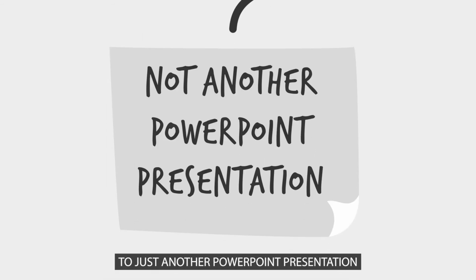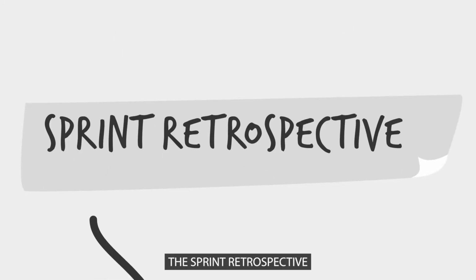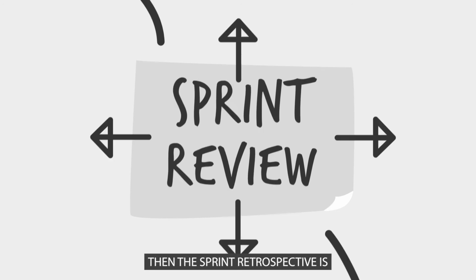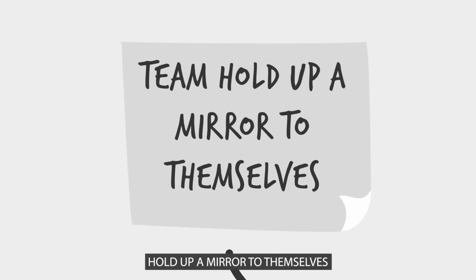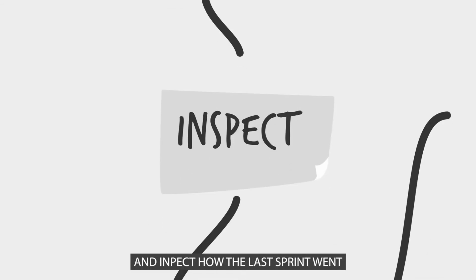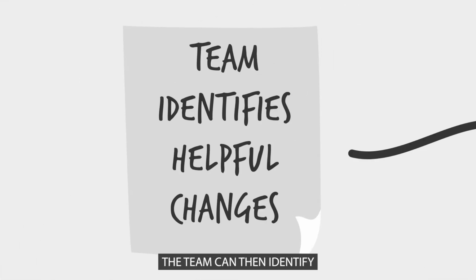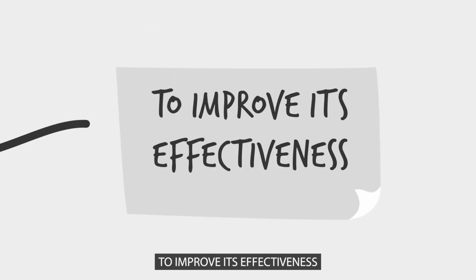The sprint review should be seen as a working session, and the team should avoid limiting it to just another PowerPoint presentation. And finally, the sprint retrospective. Now, if you think of the sprint review as an outward-facing event, then the sprint retrospective is very much an inward-facing one. It's where the team hold up a mirror to themselves and inspect how the last sprint went in terms of individuals, interactions, processes and tools. The team can then identify the most helpful changes to improve its effectiveness.